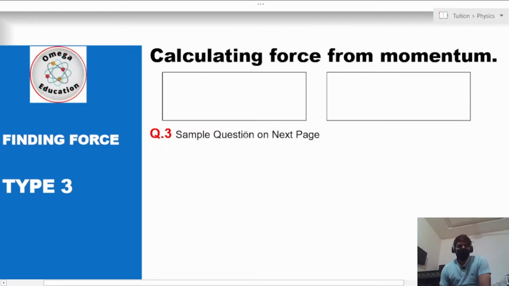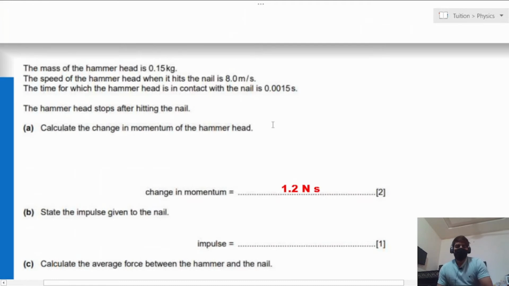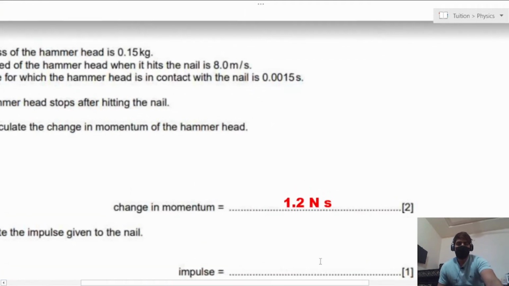So in that case the formula that we use is F equals rate of change of momentum, delta P over delta T. All right, now what does that delta P stand for? It stands for the change in momentum, final momentum minus initial momentum. This is the delta P, change in momentum. So what does the question look like from here? Let's take a look at this one.